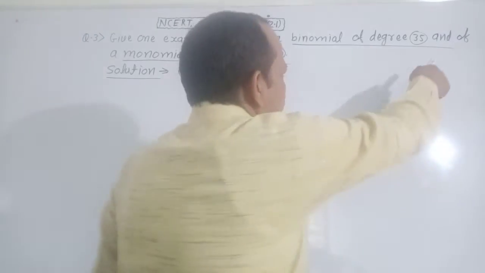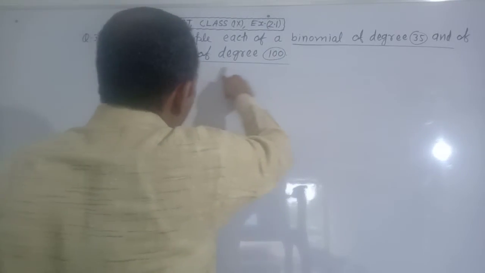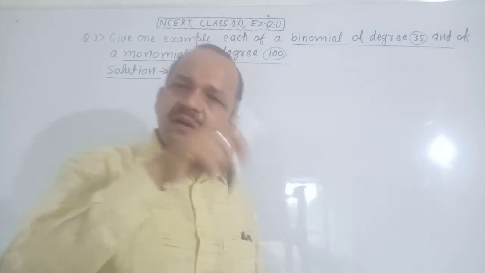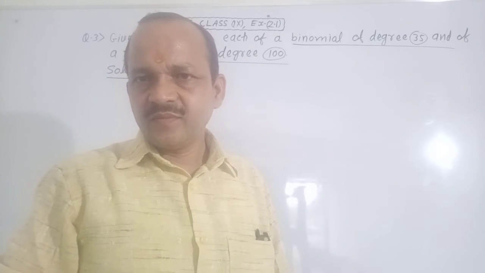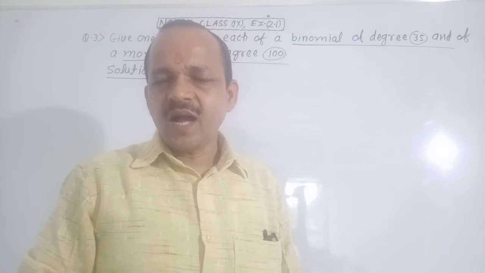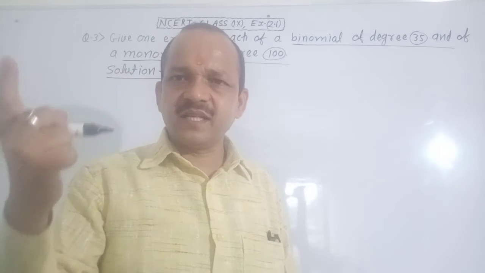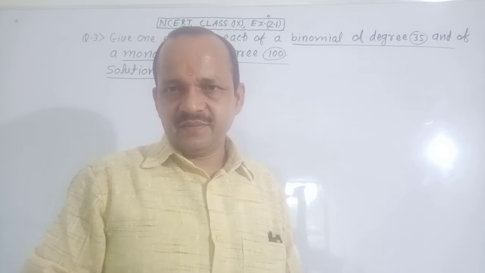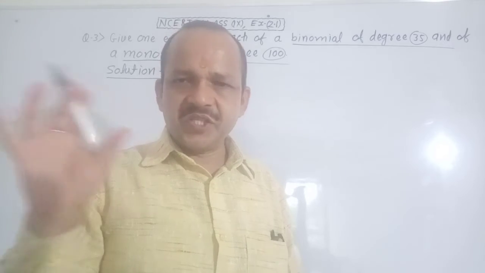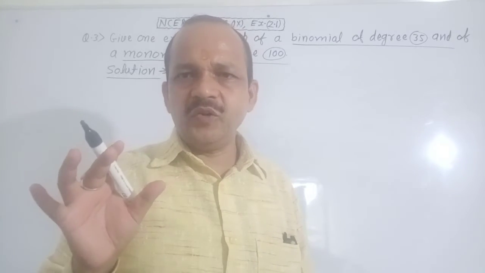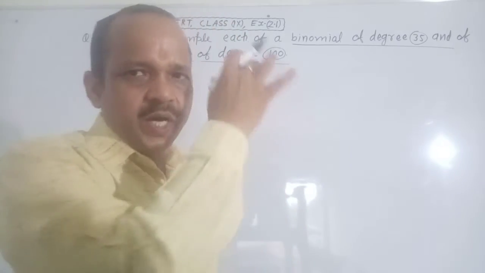Very good. And an example of a monomial of degree 100. A polynomial having only one term is called a monomial. It is clear? No confusion about it? Very good. See the board.